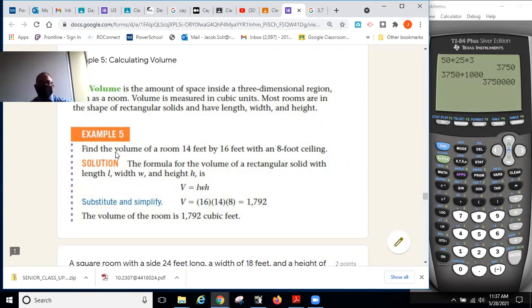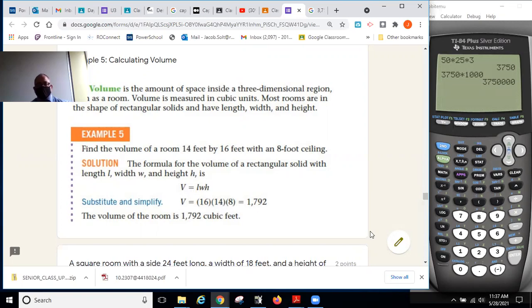Find the volume of a room that's 14 feet by 16 feet with an 8-foot ceiling. All right. If you had to find the volume of a room that is 14 feet wide, 16 feet long, and the ceiling is 8 feet high. The formula for the volume of a rectangular solid with length L, width W, and height H is: volume equals length times width times height. All right, so the length is going to be 16 feet. The width is going to be 14 feet. The height is going to be 8 feet.